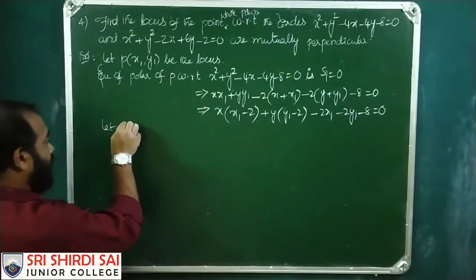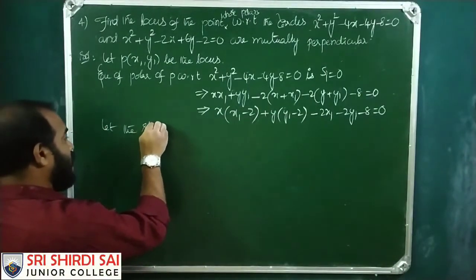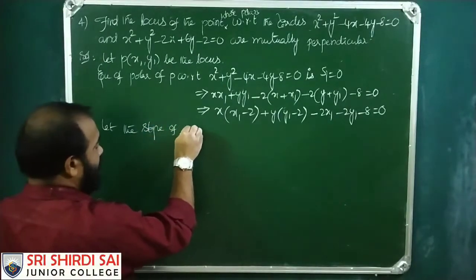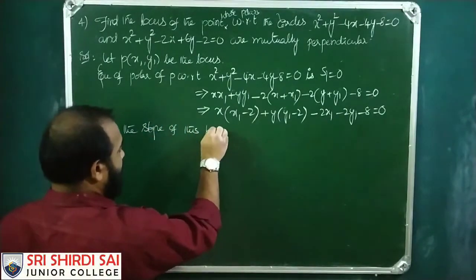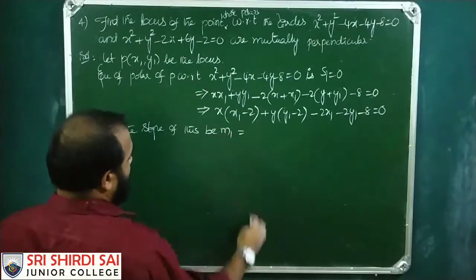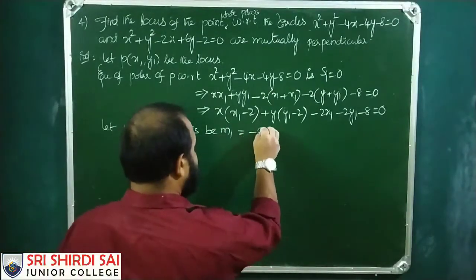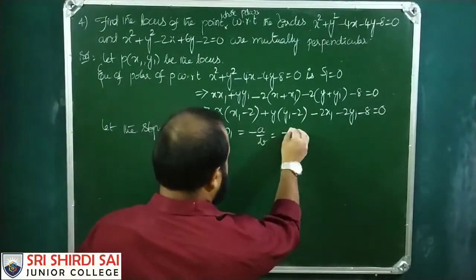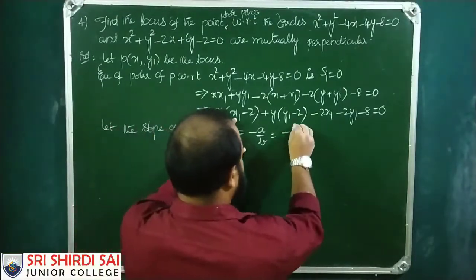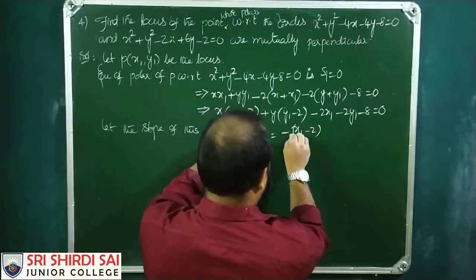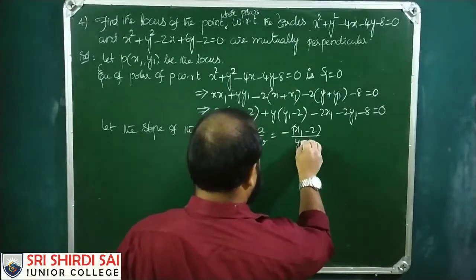Let the slope of this be m1, and what is m1? Minus a by b, minus the coefficient of x by the coefficient of y, that is minus (x1 minus 2) by (y1 minus 2).